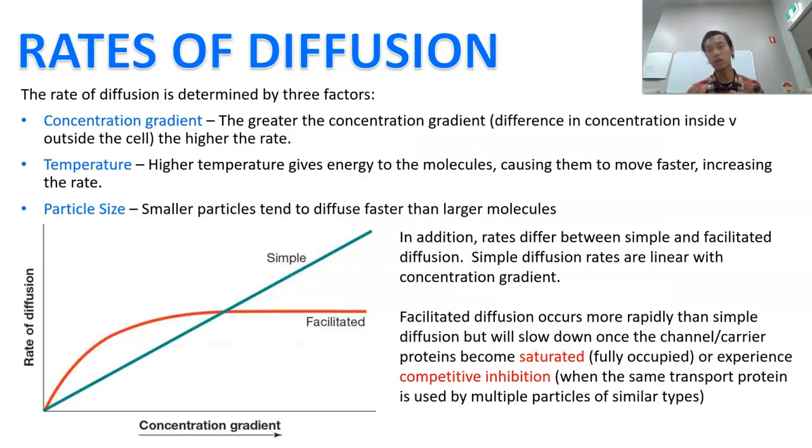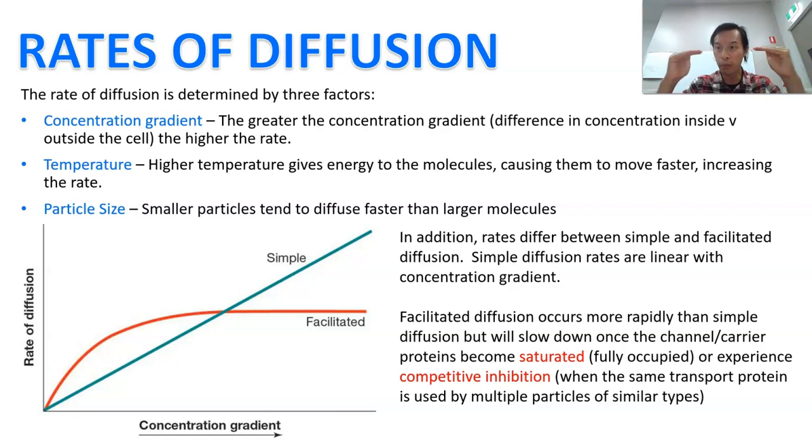So the rates of diffusion differ between simple diffusion and facilitated diffusion. It depends on three factors. Number one, the concentration gradient. The bigger the difference, the more of it is going to move through. In other words, if it's super dense outside of the cell, that's going to push more of it inside the cell. If there's not much of a difference between outside and in, it's going to slowly make its way in.